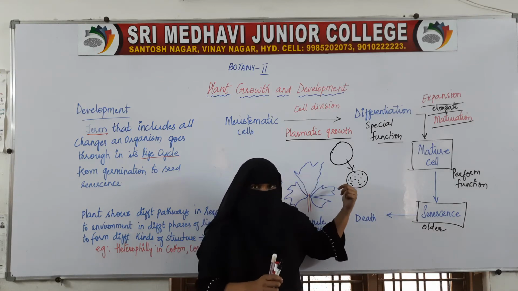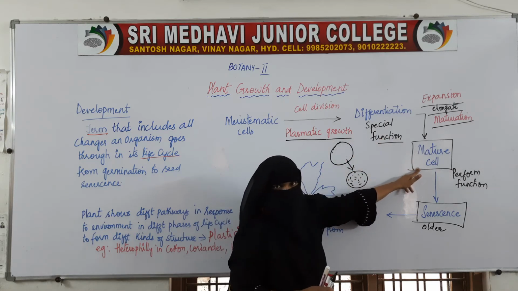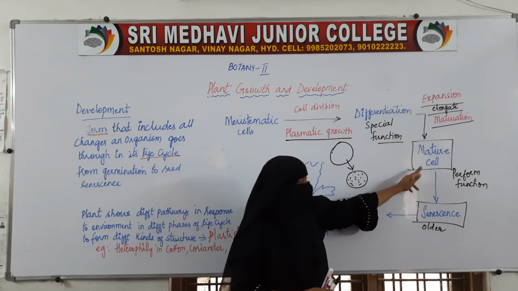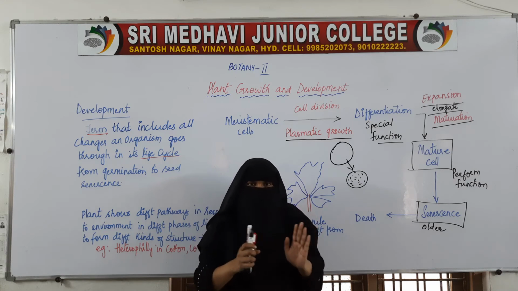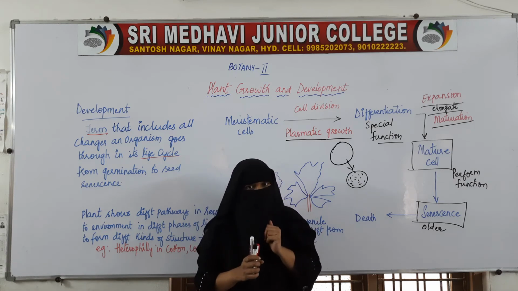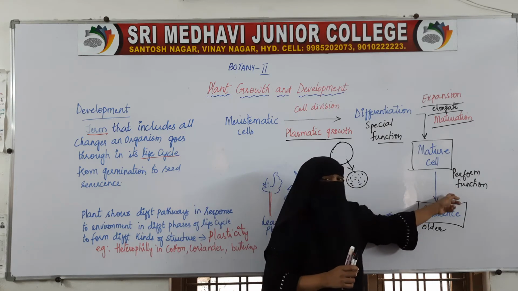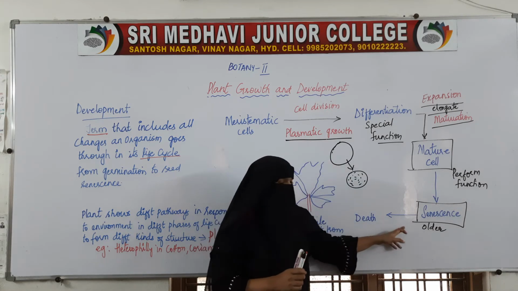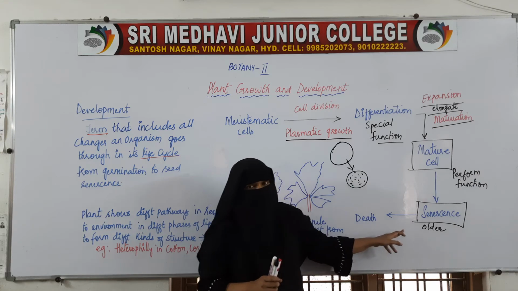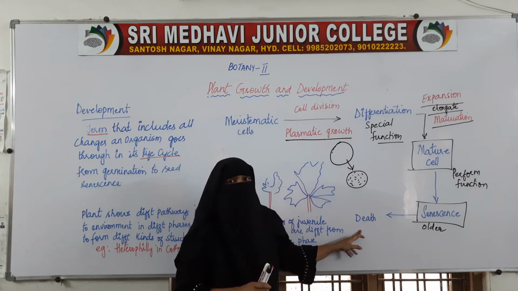Cells divide, then get differentiated, then they become mature. They are able to perform the function. They will be performing functions for a certain period of time. It can be 1 year, 2 years, 4 years, depending on the type of plant it is. Then that cell or the plant will become old. It undergoes a process of senescence, that is becoming older. And after becoming older, after a certain time, the cell or the plant will die.